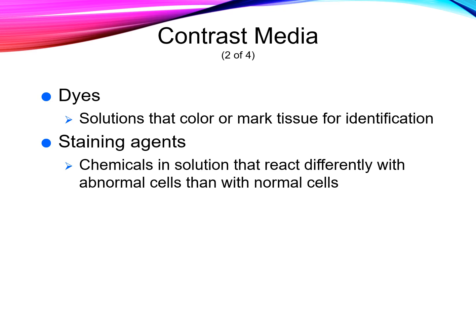Dyes are going to be solutions that color or mark the tissue for identification. We use these for a lot of different things in surgery, anything from staining the skin to coloring urine. And then staining agents, these are chemicals in a solution that react differently with abnormal cells than with normal cells. They're going to basically help us to identify abnormal tissues for biopsies or excision of these abnormal cells.